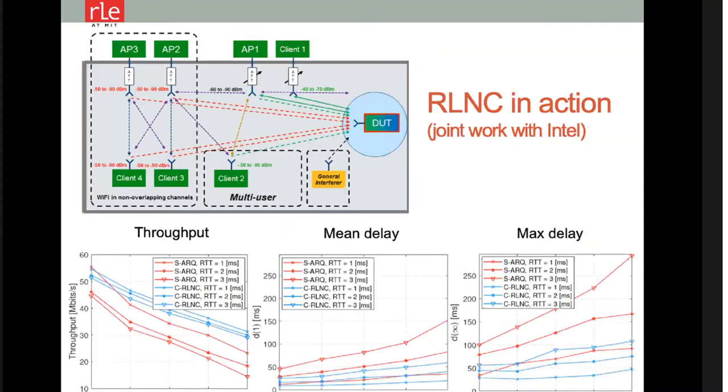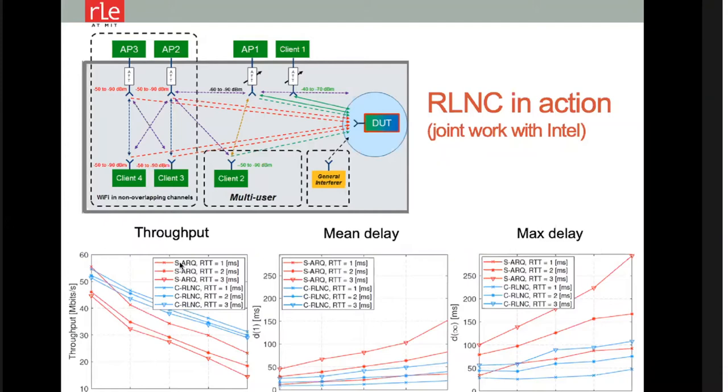So let me give you some idea of what this looks like in heterogeneous networks. This is some joint work that we've been doing at MIT with Intel, which is being presented this week at ICC. This is RLNC in a very heterogeneous system. You can see here the different access points, a very rich topology. And this is comparing coded RLNC with different round-trip times and comparing it with ARQ.